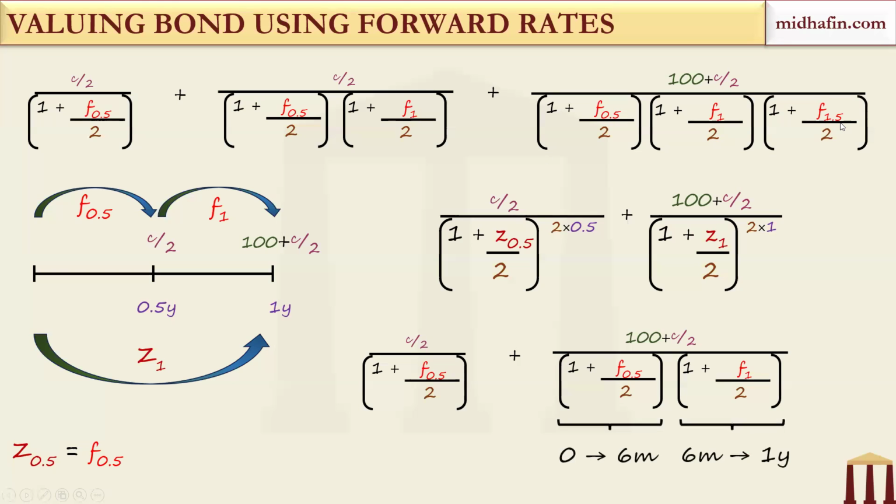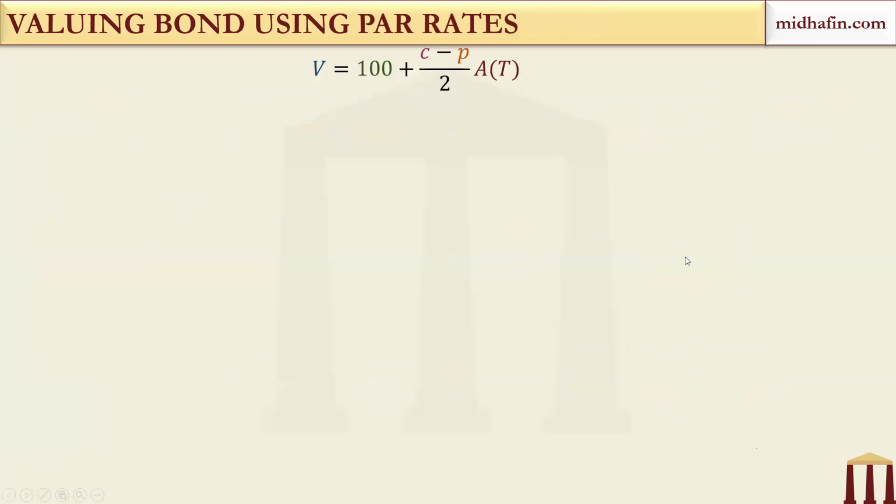Okay, now let's move forward and see how we value the bond using par rates. So you see, par rates are the rates that make the bond sell at the par value. These are the coupon rates, you can say. Usually one might wonder what the use of par rates is. I'll tell you the use.